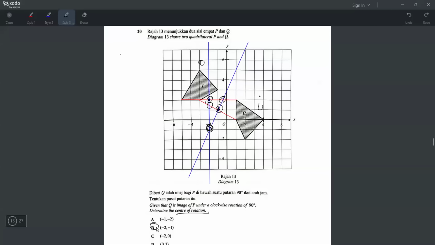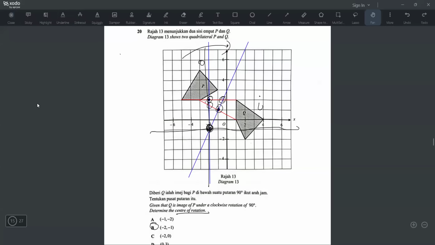So B boy is the answer. Okay, and let me tell you, is it 90-degree clockwise or anti-clockwise? All right, since the center is here, the cross is here, right? So this one is clockwise from object to image. Yeah, it's a rotation of 90 degrees clockwise with the center -2, -1. Okay, yeah. All right, that's all.